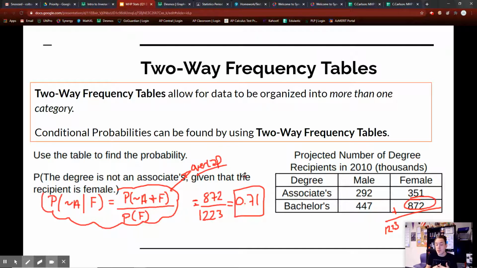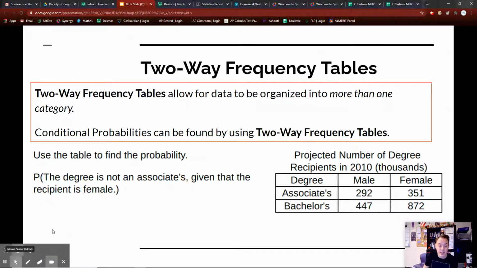So if the recipient is female, then what's the probability that they don't have an associate's? That's what we just found. If the recipient is female, what is the probability that they don't have an associate's? Boom, that's what we found. Okay, now we kind of did this with 3.2. Like, this is a lot of review for 3.2 because we already kind of did that. We're going a little bit deeper to kind of solidify the two-way frequency table math here.